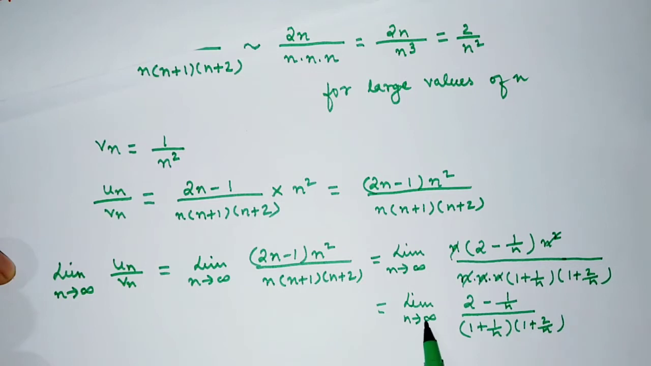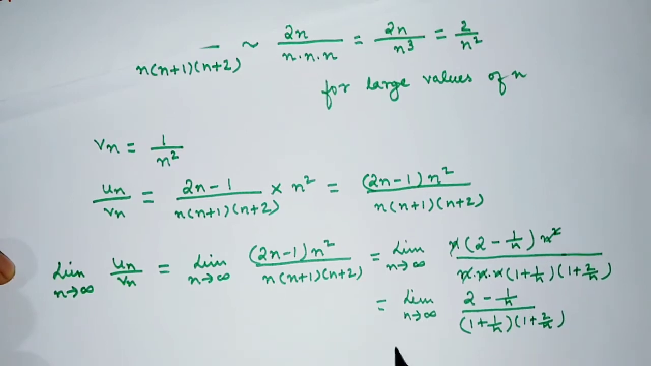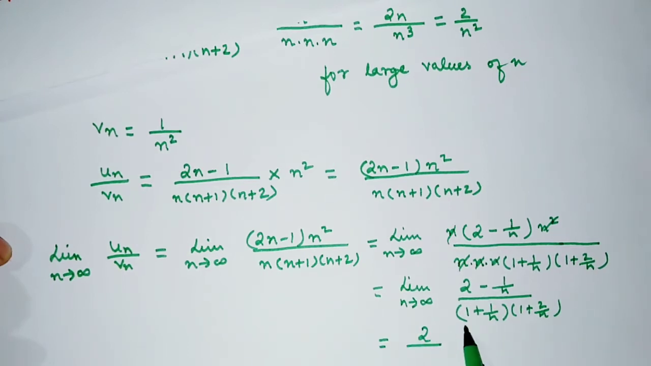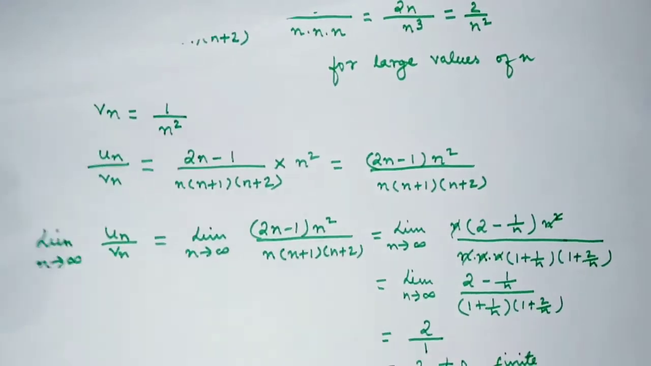Replace n by infinity. So 1 by infinity is 0, 1 by infinity is 0, 2 by infinity is 0. So from here, in the numerator we have only 2, and in the denominator we have what? 1 into 1, that is 1 itself, which is equal to 2, and 2 is not equal to 0, so 2 is finite. Okay, so that is done.